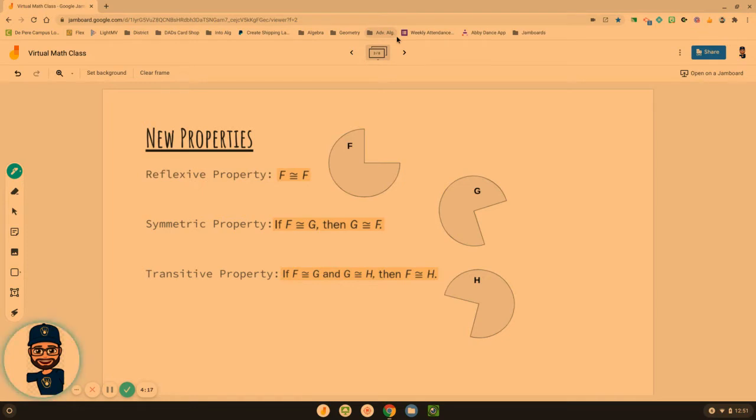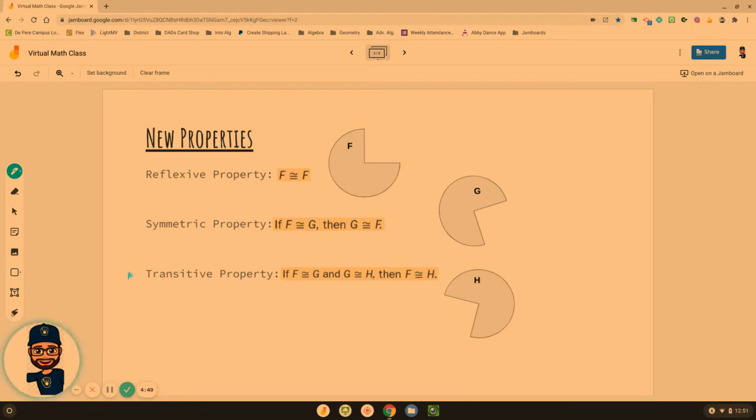This would be a good time to pause. Make sure you write these down. These are all properties that we can use in our proofs. One of those properties is the reflexive property, just like a reflection, reflexive. I can say that this shape F is congruent to itself. It's the same shape, it's congruent. The symmetric property allows me to say that if I know F is congruent to G, then I can also say that G is congruent to F.